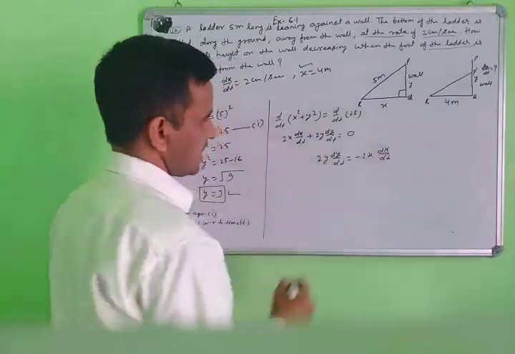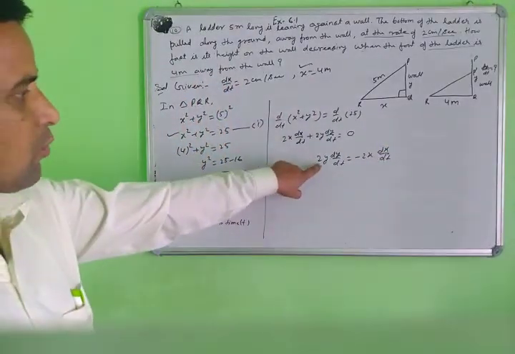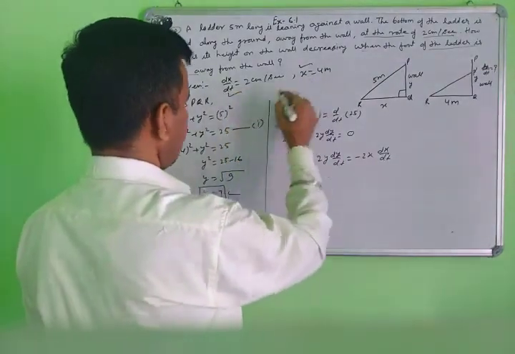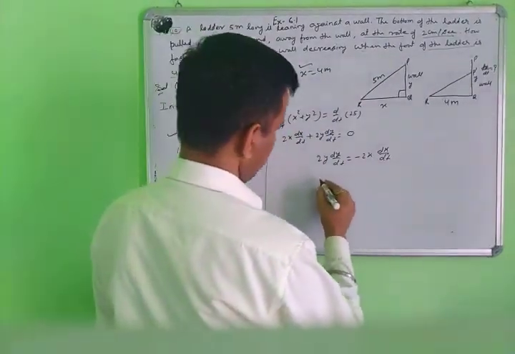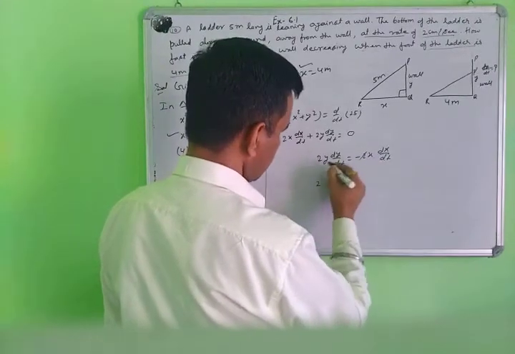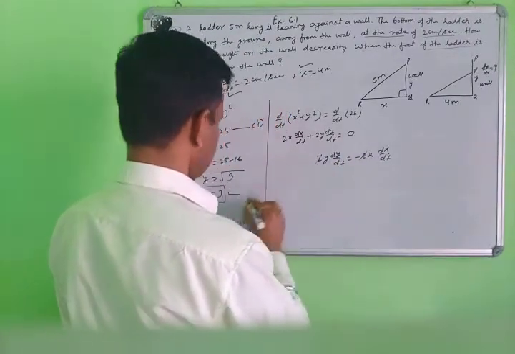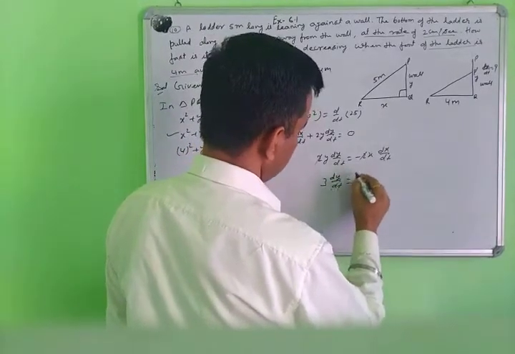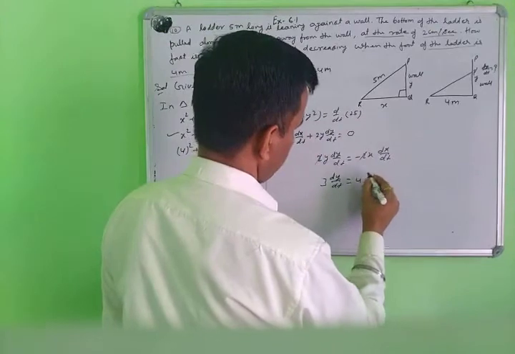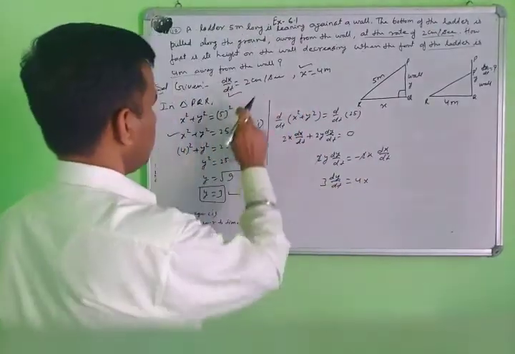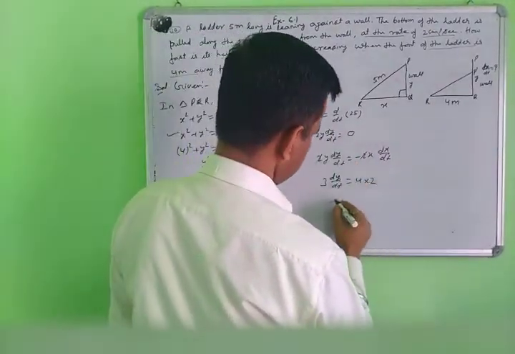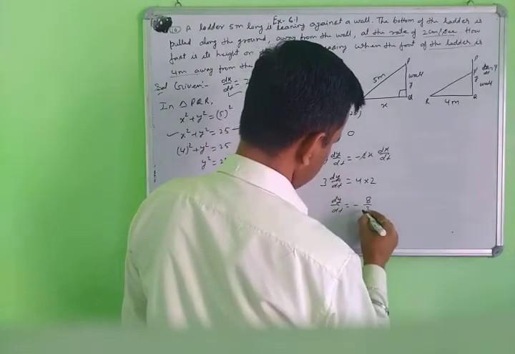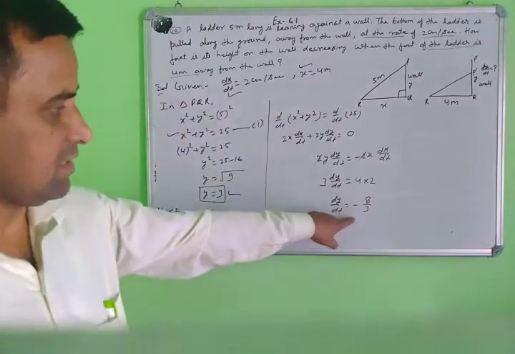Now putting the values of y, x and dx over dt. The 2 will be cancelled here. The value of y is 3, so 3 dy over dt, the value of x is 4, and into dx over dt which is 2. Then dy over dt equals minus 8 by 3. The answer will come as 8 by 3.